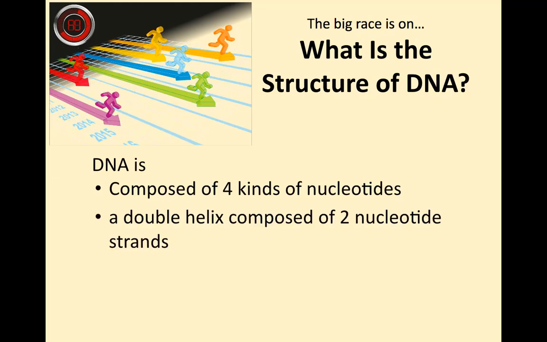Well, DNA is made up of 4 different kinds of nucleotides, which are composed of a sugar, a phosphate, and a nitrogen base. Depending upon the type of nitrogen base that is making up part of this nucleotide, we will call it the adenine nucleotide, thymine nucleotide, cytosine nucleotide, or guanine nucleotide.